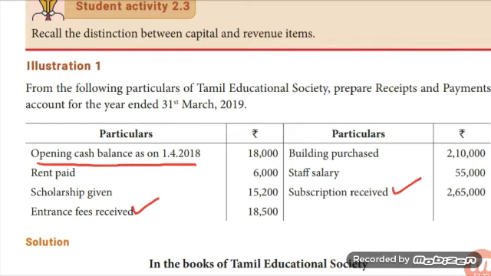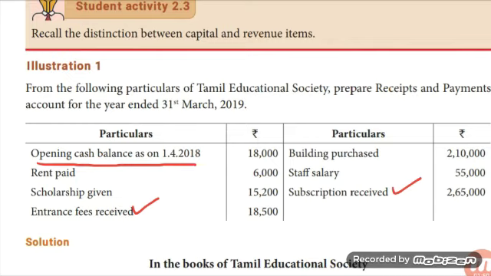Then all receipts on the debit side. What are the receipts? Rent paid, it is a payment. Scholarship given, it is a payment. Entrance fees received, it's a receipt. So enter on the debit side 'To entrance fees' 18,500. Next, buildings purchased, it is a payment. Staff salary, it is also a payment. Then subscription received, it is a receipt. Enter on the debit side 'To subscription received'.